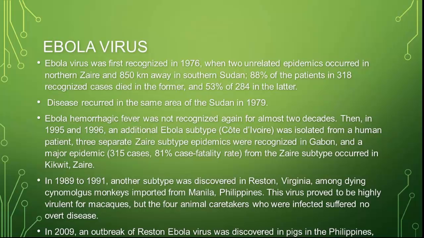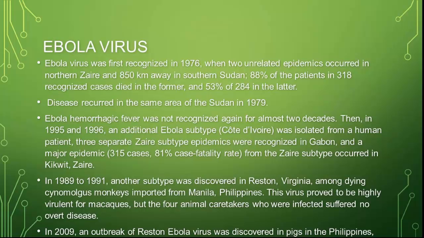Then again in 1995 and 1996, it was recognized in different outbreaks. An additional Ebola subtype was isolated from a human patient, and 3 separate Zaire subtype epidemics were recognized in Gabon, with a major epidemic having 315 cases with an 81% case fatality rate from the Zaire subtype back then.